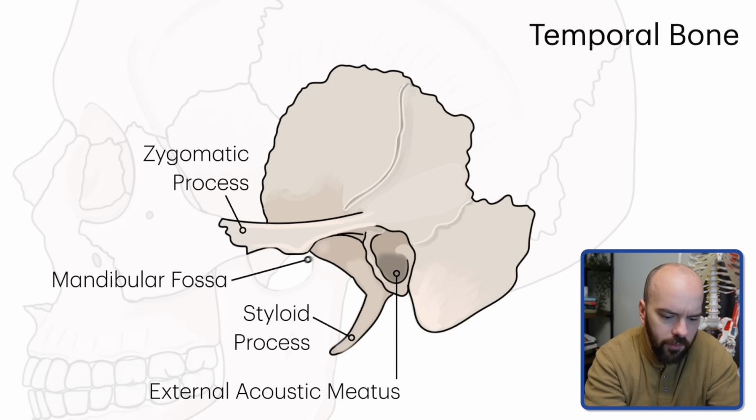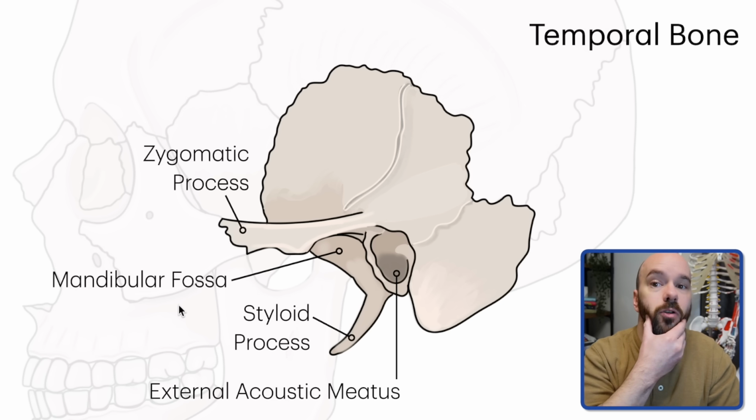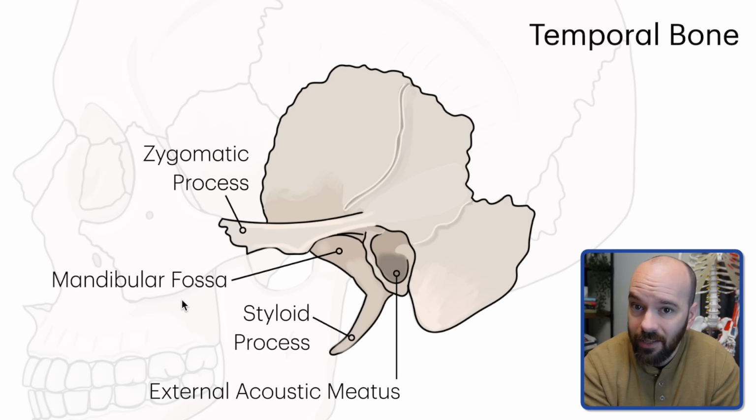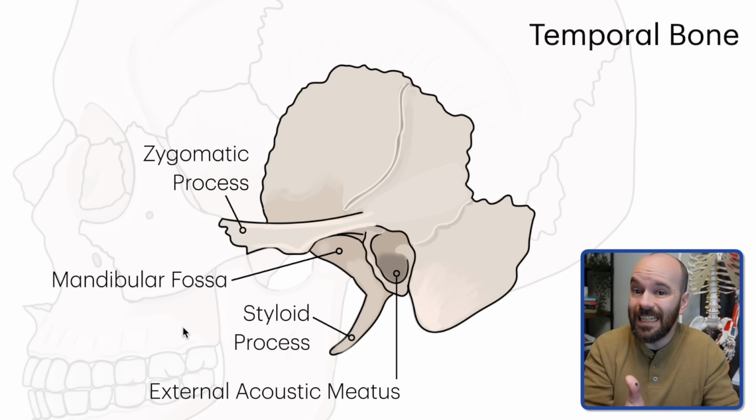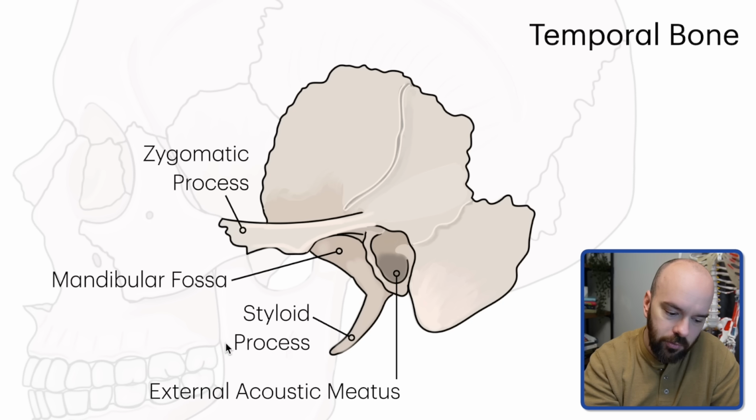And we've got one more thing I want to label on here, which is the mandibular fossa. So the mandible, or your jawbone, is going to articulate with the temporal bone. You may have heard of the TMJ, the temporomandibular joint. It's going to be the joint between the mandible right here and the temporal bone. So it's right in there.